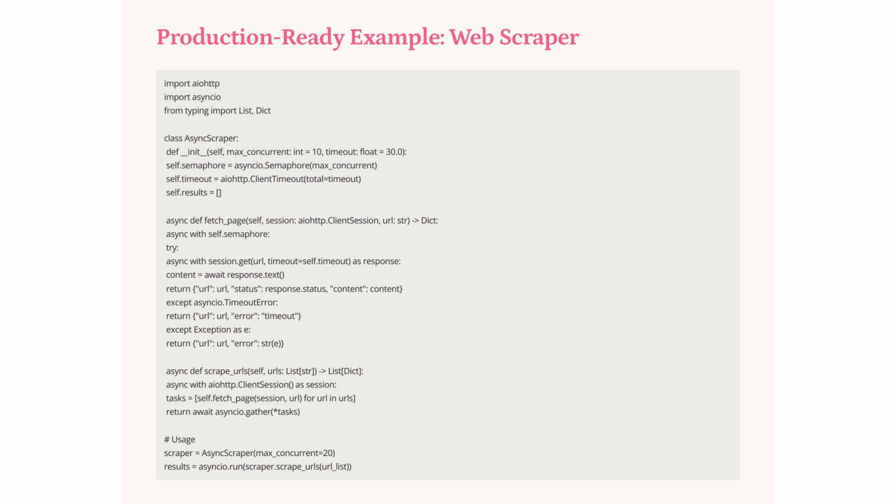The AsyncScraper class efficiently manages web scraping tasks using aiohttp and asyncio. It controls concurrency with semaphores, ensuring no more than a set number of requests run simultaneously. The fetch_page method handles timeouts and exceptions, returning structured results. This approach optimizes resource usage and enhances reliability in production environments.